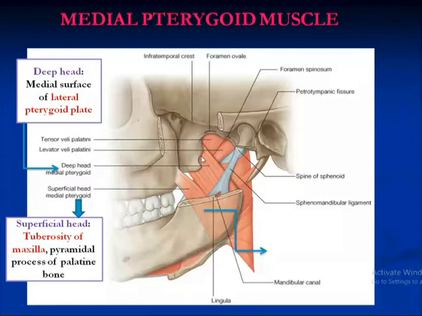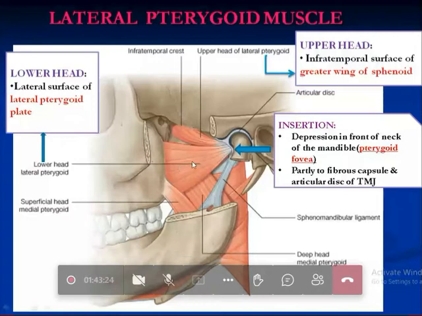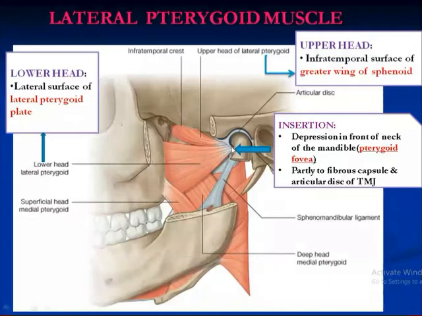Now, the insertion is somewhere over here. It is the fovea and also the capsule of the TMJ. Pulling from insertion to origin like this, when you pull this one, the mandible will move anteriorly or posteriorly. There will be the protraction or the retraction. That is all I asked. Protraction. This will cause protraction.